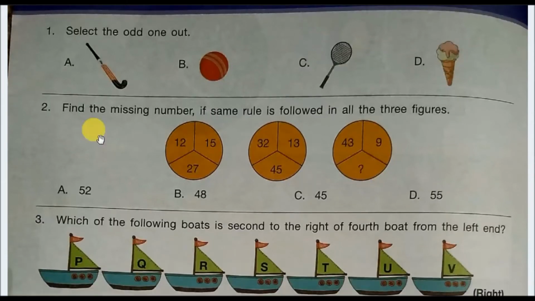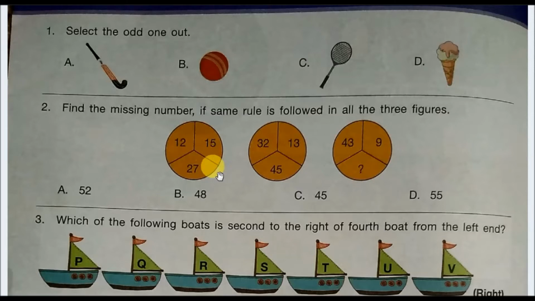Question number 2 is, find the missing number if the same rule is followed in all the three figures. Look at the figures carefully. There is one rule followed in these three figures. You have to guess that rule. What is the rule? It is subtraction. Let me explain for the first figure. In the first figure you can see the numbers are 12, 15, 27. You need to subtract from this direction. When you subtract 27 minus 15, it becomes 12, and 12 minus 12 is 0.